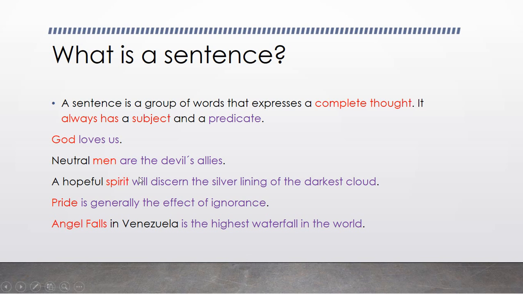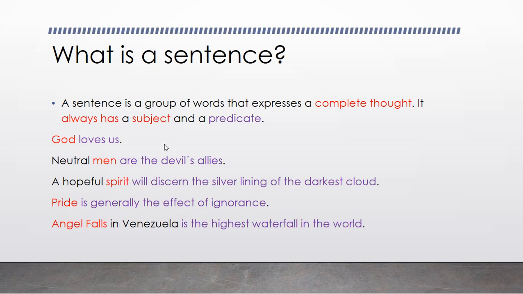Let's see some examples here. The ones in red are the subjects, and the ones in purple are the predicates. God loves us. That's an easy sentence. We can understand that thought. God loves us. So it is a complete thought, it is a sentence.